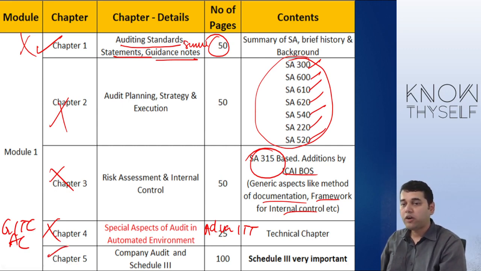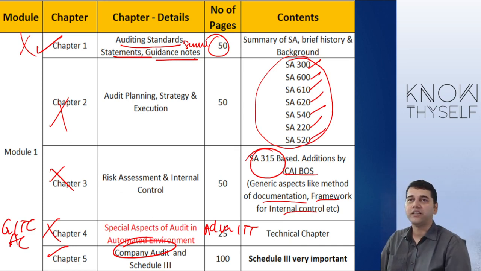Now comes company audit and Schedule 3. Company audit is nothing but what you have mastered in your intermediate. What is that? Appointment of auditor, remuneration of auditor, but don't expect any question on that because that age is done. Now you will be asked questions on the Schedule 3 format. You will be asked questions on Ind AS. You will be asked questions on CARO.